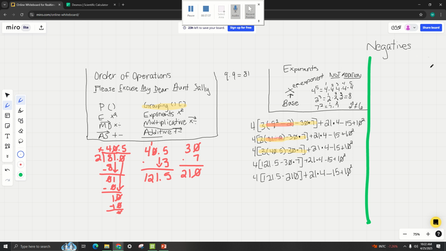So yeah, anyways, negatives. So we have 121.5 minus 210. Okay.